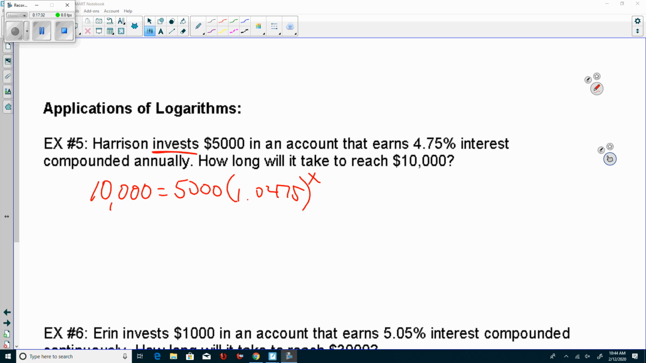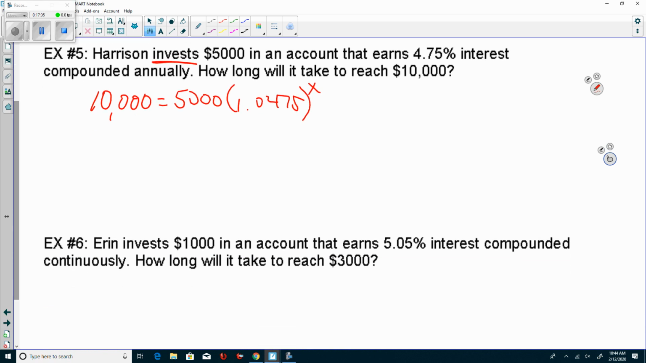All right, what do we get? We got 14.9. Okay, so about 15 years. All right, good. And you use your natural log. Of course, bring this over. You had the 2, so then ln 2 equals x ln 1.0475. Okay, and then just divide them. Plug them in your calculator.